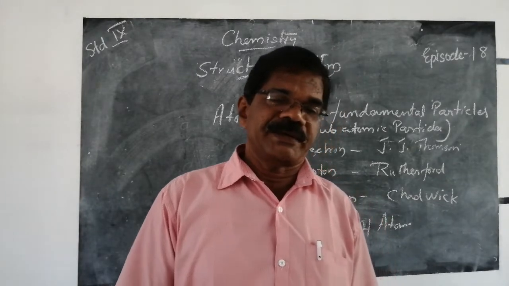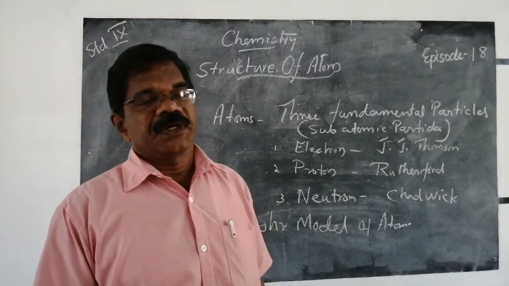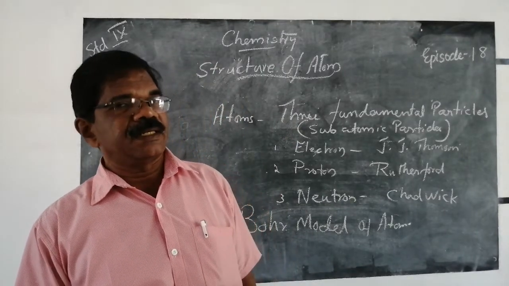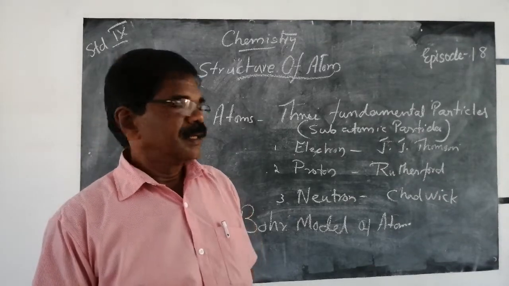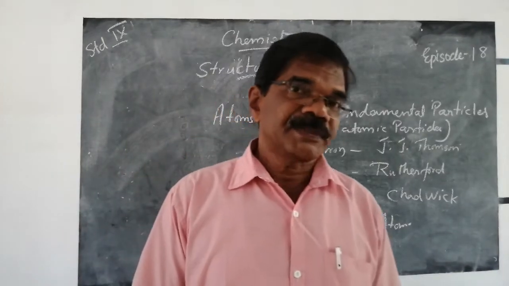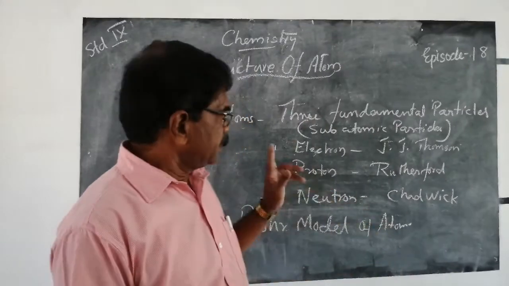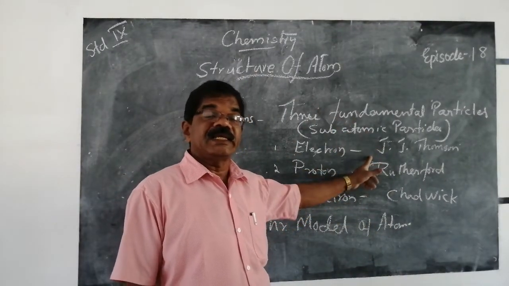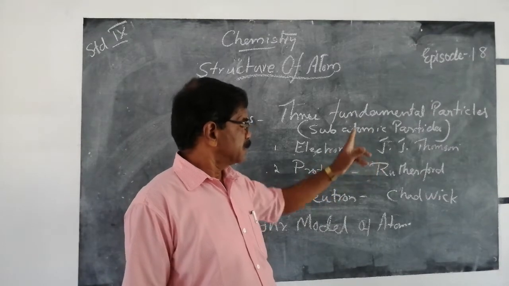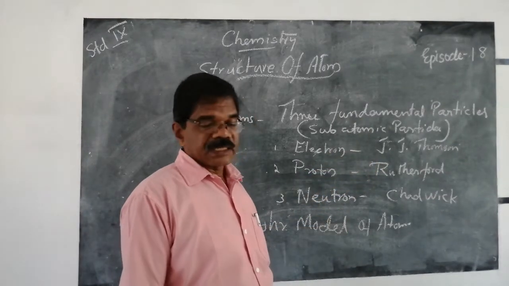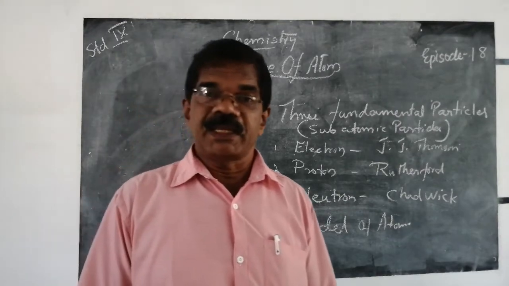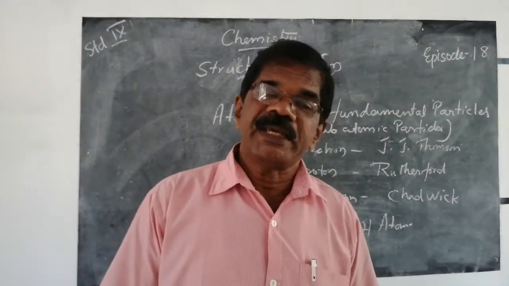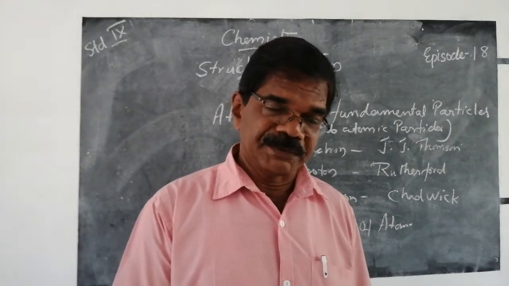And who discovered the presence of these particles? The presence of protons was discovered by the scientist named Rutherford. The presence of electrons was discovered by the scientist named J.J. Thomson, and the presence of neutrons was discovered by the scientist named Chadwick, full name James Chadwick.